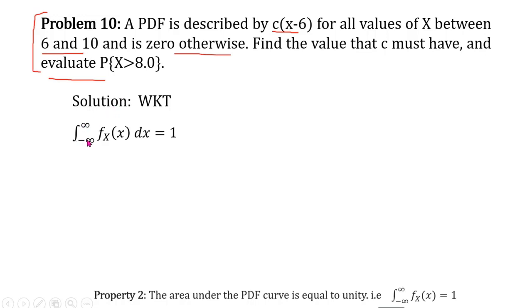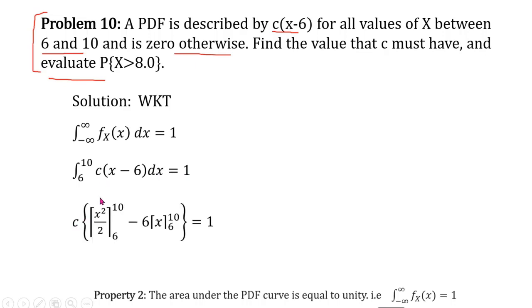So using property number 2, instead of minus infinity to plus infinity, values are varying from 6 to 10. In that case, the PDF is given. It can be written as the integral of C into x minus 6 dx. C is a constant, take it outside. Integration of x is x square by 2 over the limit 6 to 10. Then 6 is a constant. Integration of constant is x, with limits varying from 6 to 10. That should be equal to 1.